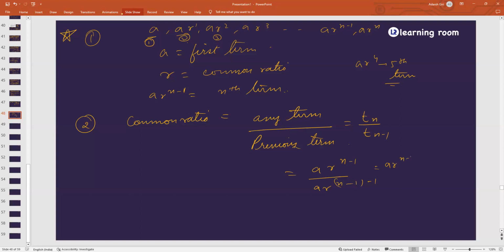That is AR to the power n minus 1 by AR to the power n minus 2. So A cancels, R to the power n minus 1 minus of n minus 2. So it will be R to the power minus 1 plus 2, or just R. This is the common ratio. Write it down. Understood till here? Yes, sir. It will be T2 by T1, can be written as T3 by T2, whatever.